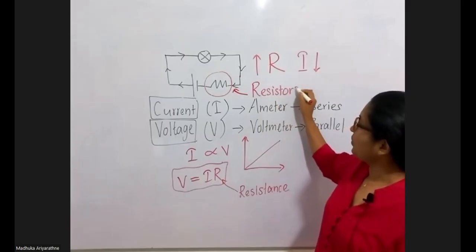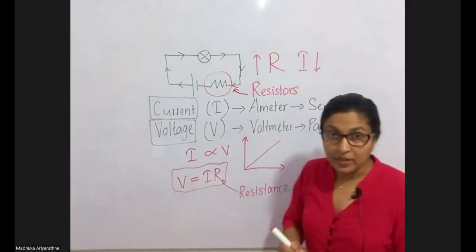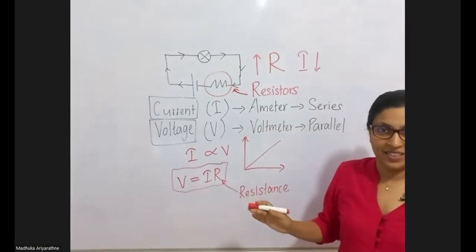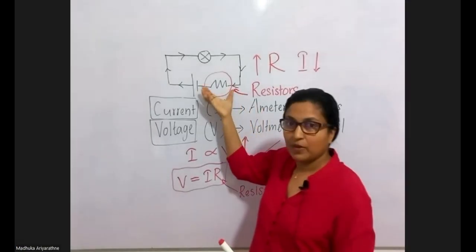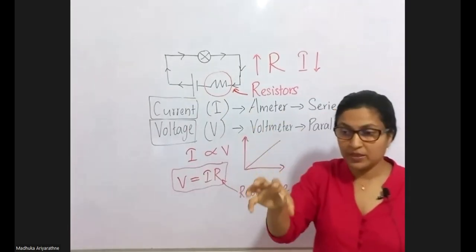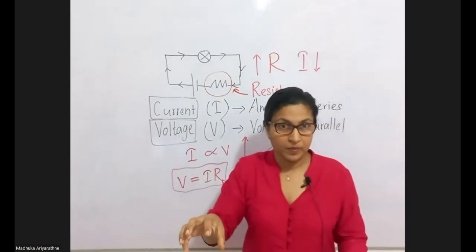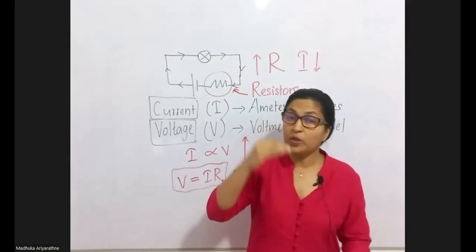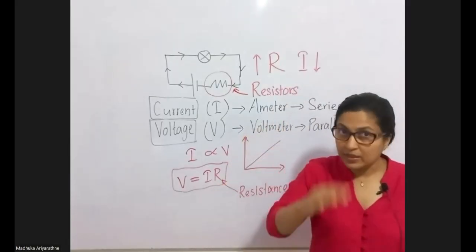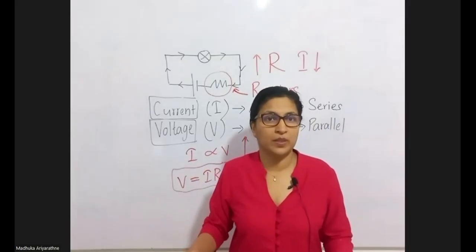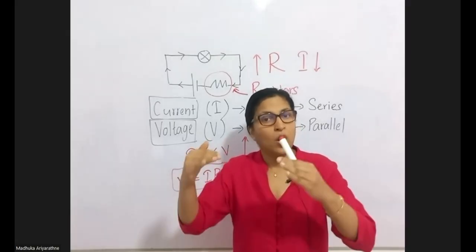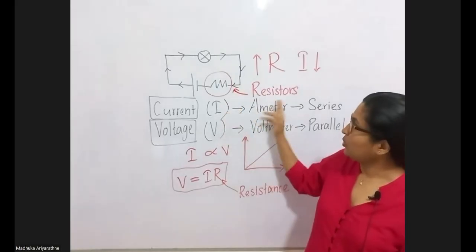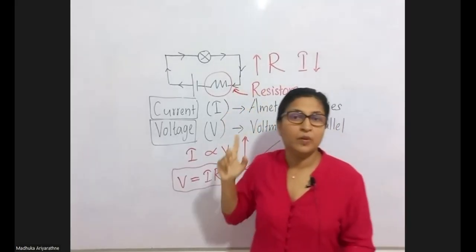Understood? Resistors. So we have to talk about resistors today. That's the last part. These are specific equipment that we fix into a circuit in order to reduce or control the current. That's the main function of the resistor. So today we are going to talk about resistors.